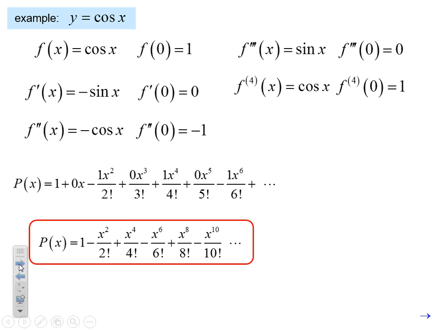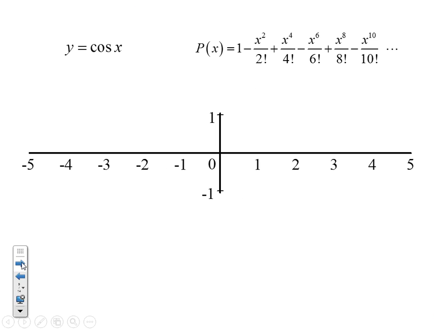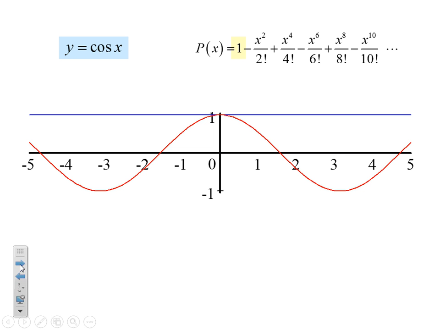Okay. So let's look at the graph. Here's cosine. 1 minus x squared over 2 factorial. Add another term. Add another term. Add another term. Add another term. Isn't this cool? Like, look, you can't even see it because it's approximating it so well. I just think that's pretty cool.